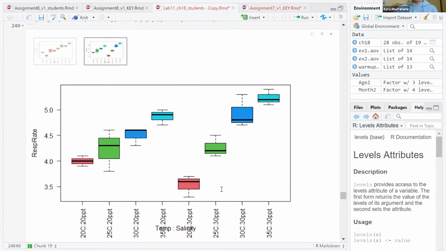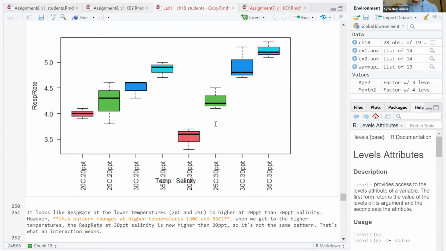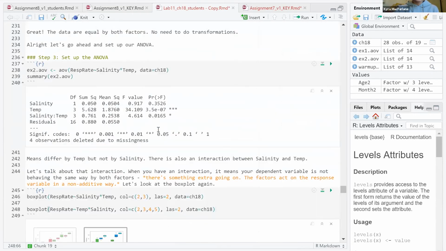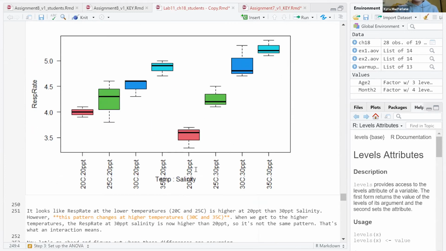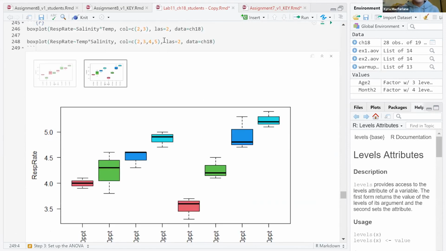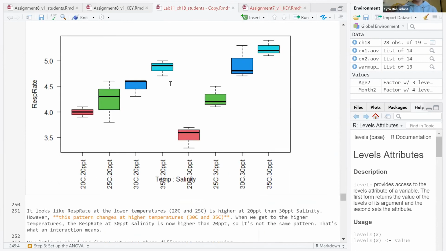Let's look at this figure. So this is the same data organized differently. So now we have 20 degrees, 25, 30, 35. That's what the colors represent. We have 20 parts per thousand versus 30 parts per thousand. And remember that we looked at this, we saw that salinity doesn't have a significant effect. So kind of like what I did before, try to ignore all of these colors.